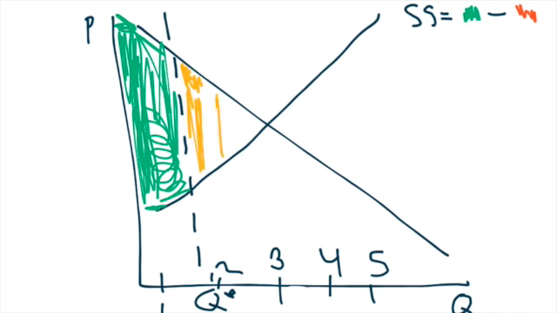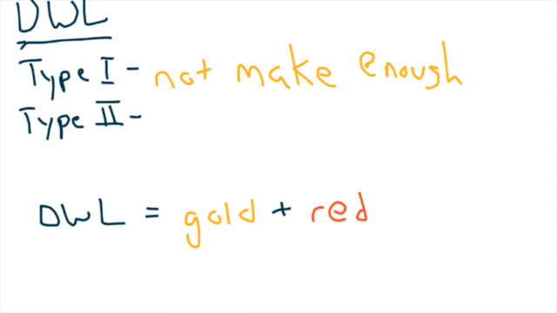And then that's actually true here for this next unit and this next unit and so on. So all of this area here, up until the efficient Q, is going to be gold. This is just like missing surplus. So I call that a type 1 deadweight loss. The other type is the red.